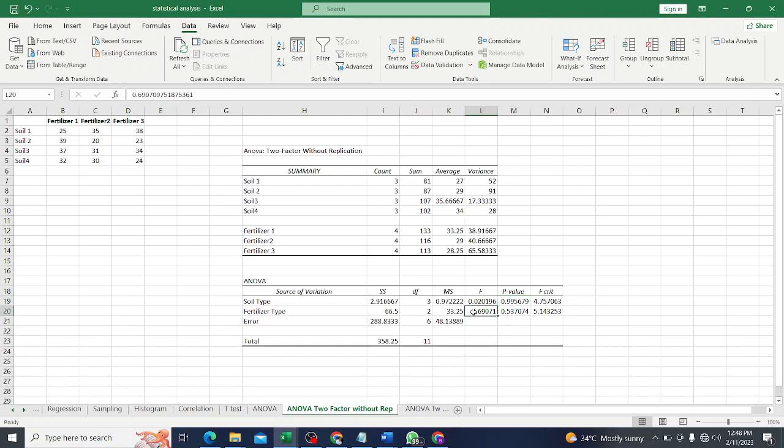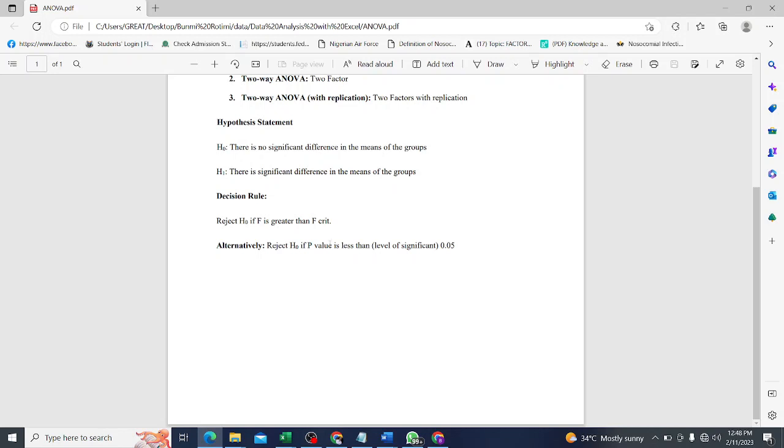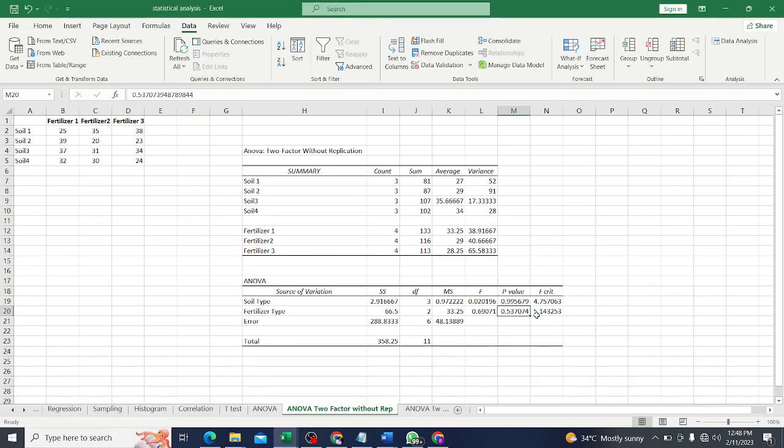Now also for fertilizer, let's compare our F value 0.69071 with F critical 5.143253. You will notice that this value is lesser than this value, so we will not reject H naught. Also the p-value: notice that this p-value is greater than 0.05 and is supposed to be less, because the rule says you reject H naught if the p-value is less than 0.05. But in this case, our p-value is greater than 0.05, so we are not going to reject the null hypothesis.